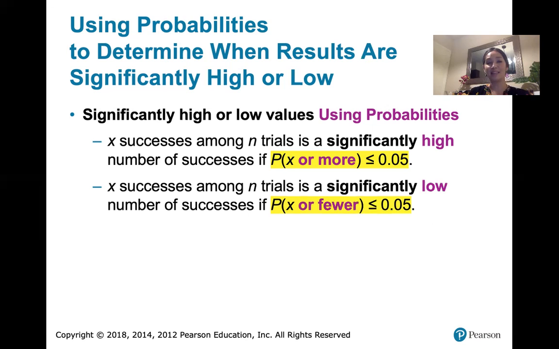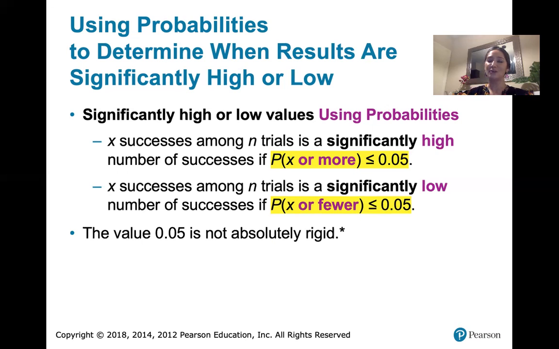Similarly, we say that X successes among N trials is a significantly low number of successes if the probability of getting X successes or fewer successes than that is less than or equal to 0.05, or alternatively, we can translate that to 5%.